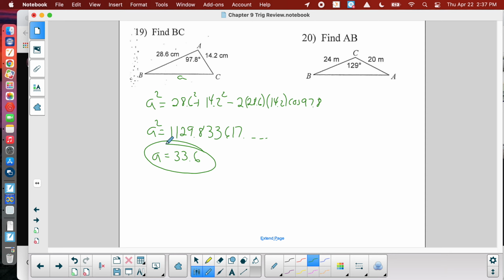Because that's a squared, not a. Just remember that little quirk about the law of cosines. It gives you the length squared.